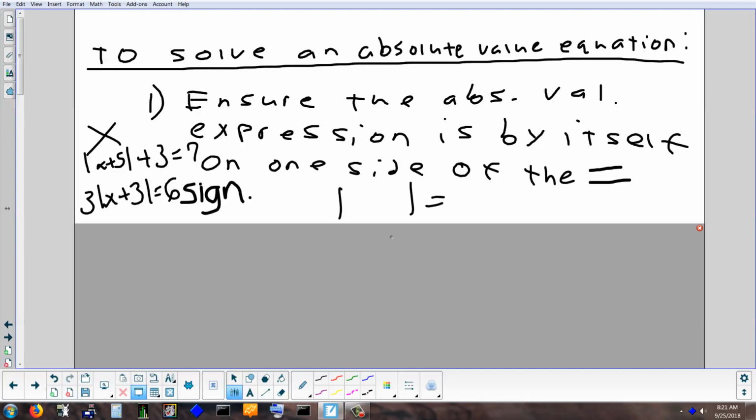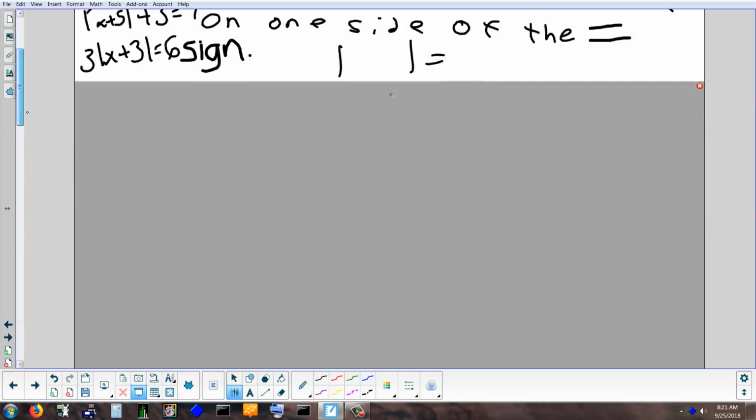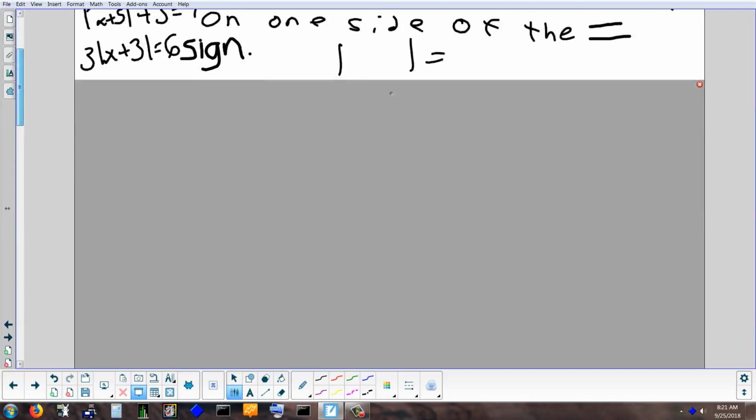Couldn't be like that either. See, we have the 3 attached to the absolute value. You couldn't solve yet because the absolute value is not by itself. Once it's by itself, then you can solve. So we'll just go through some of those situations you could get when there's something attached to it and what you need to do to get it by itself.